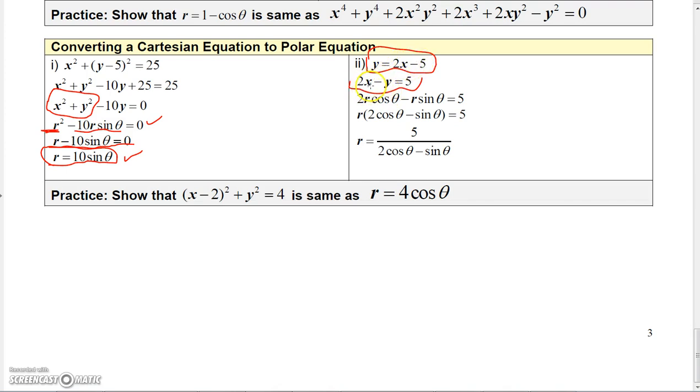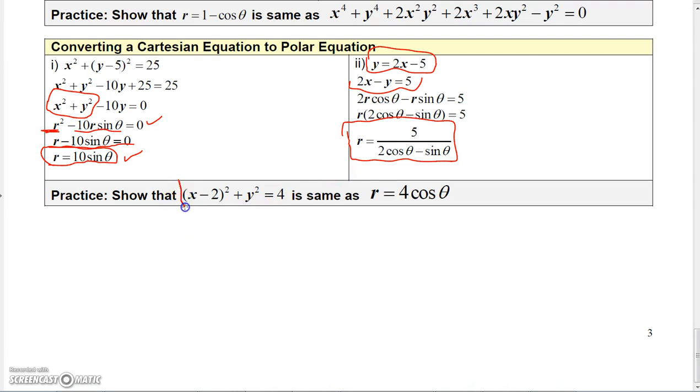Okay, now we know x is r cosine theta and y is r sine theta. So I have 2r cosine theta minus r sine theta equals 5. And then if you factor the r out, you get r times (2 cosine theta minus sine theta) equals 5. And then if you solve for r, you get r equals 5 over (2 cosine theta minus sine theta).